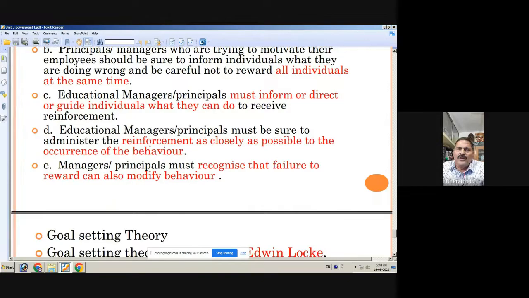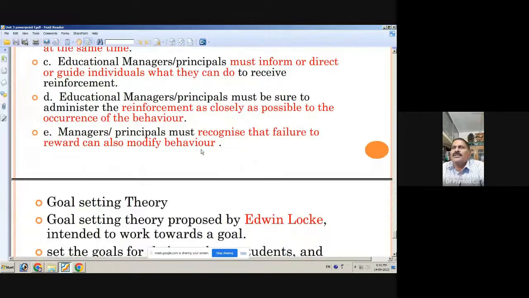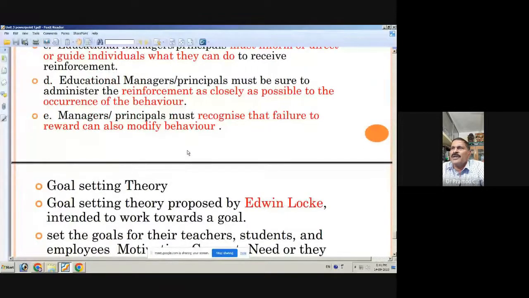Suppose to get the prize, to get the rewards, what they will have to do, in what manner they will have to proceed, and in which way they will have to succeed in a particular task which is assigned to the student. The educational manager or the principal must be sure that he is the administrator. The reinforcement is closely related to the success of the students or the appearance of the behavior of the students. We will have to consider all these things. The managers and the principals must recognize that failure to reward can also modify the behavior. Suppose if one fails to get the reward, sometimes he also shows interest to do better to get the reward.